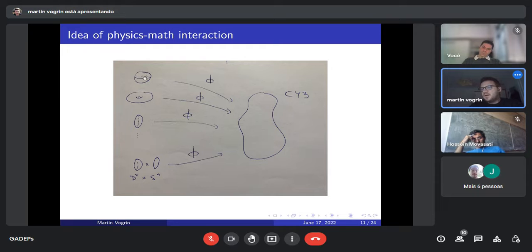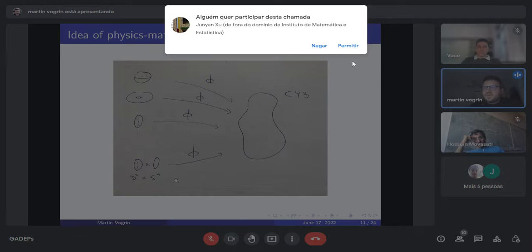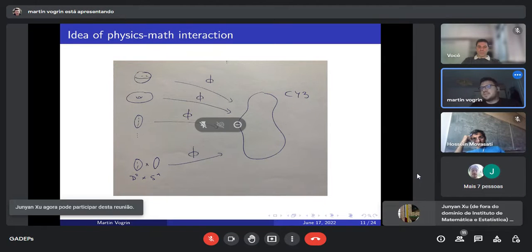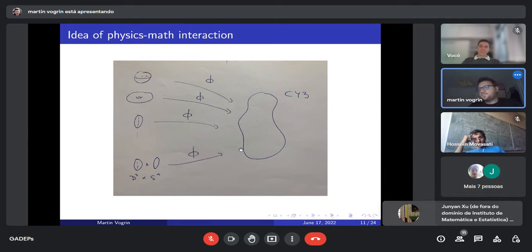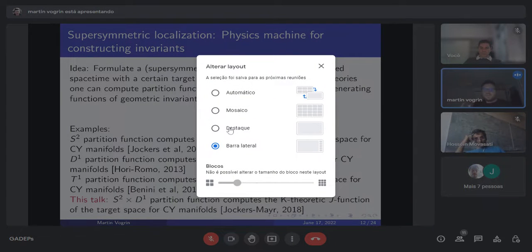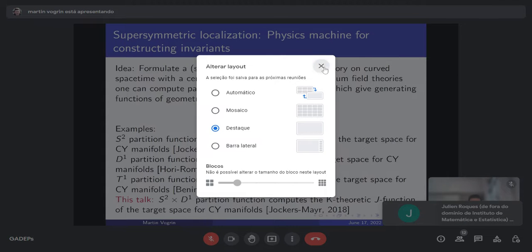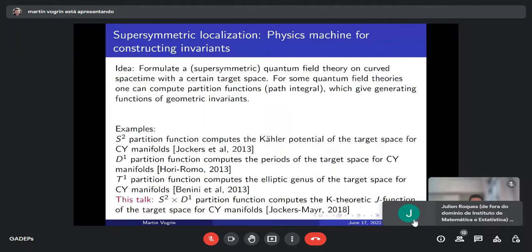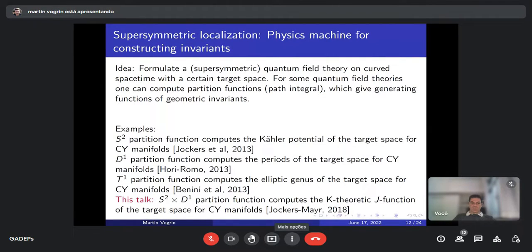I think you can imagine that if you want to count curves, for example, in Gromov-Witten theory, then a natural object here would be a two-dimensional geometry. But if you go to a three-dimensional theory, then three-dimensional spaces, then you're counting something else. And so the basic idea is to formulate a supersymmetric quantum field theory on some curved spacetime. This can be a sphere, a torus, a disk. And for certain geometries and for certain quantum field theories, one can compute partition functions. These are path integrals which depend on the quantum field theory, and they depend also on the target space. And these partition functions can have a mathematical meaning.